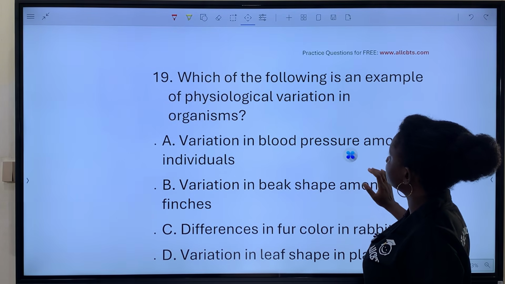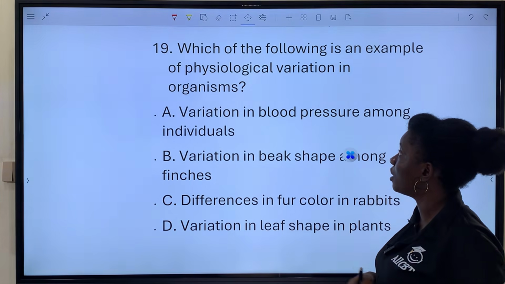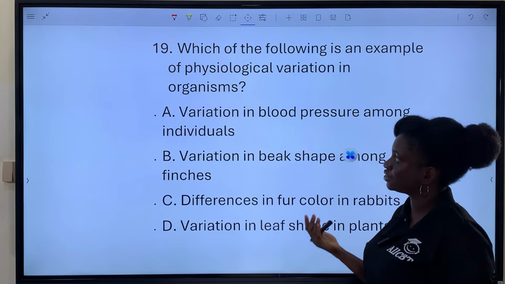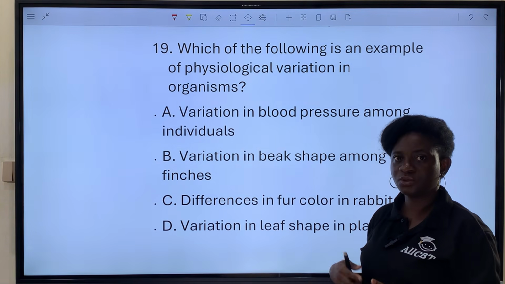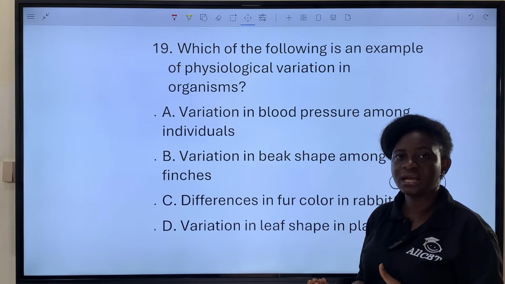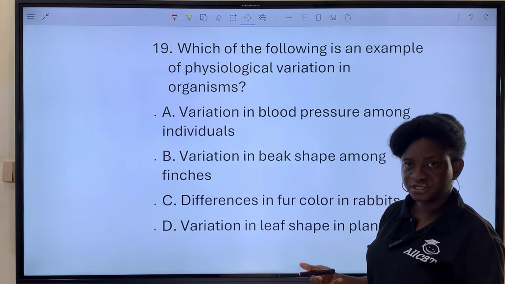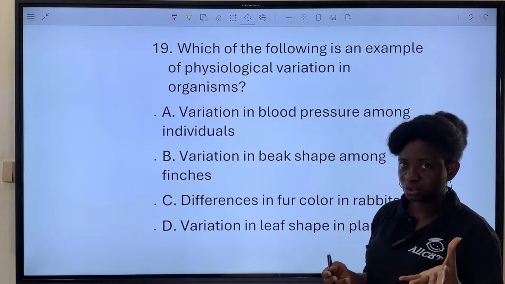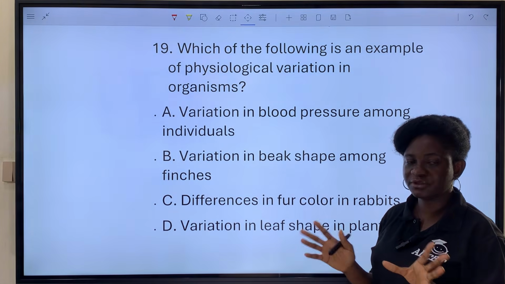For question 19, which of the following is an example of physiological variation in organisms? So what are physiological variations in organisms? For instance, physiology is body parts performing functions. For example, the heart pumping blood. So that is what physiology is.